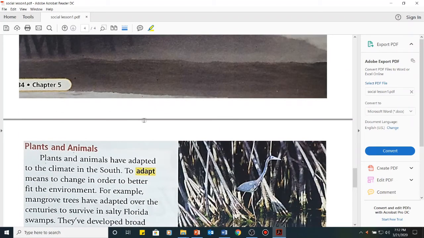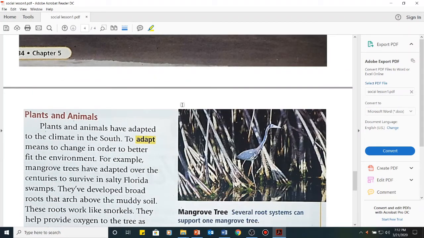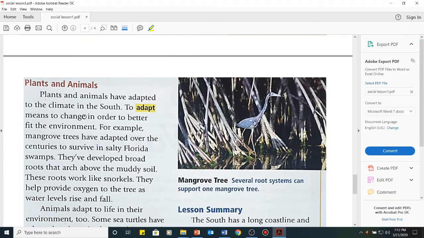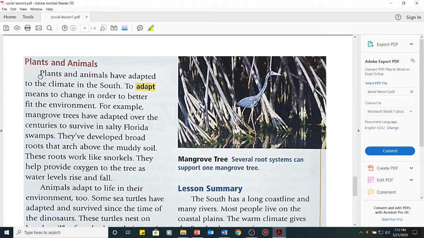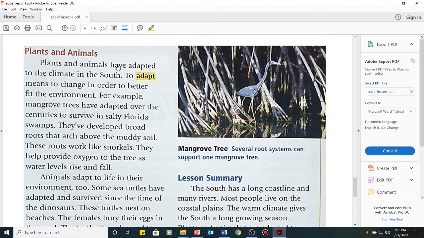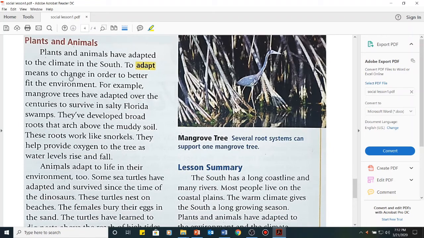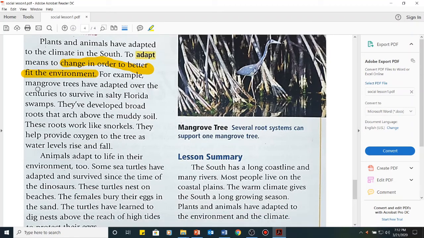Now, moving on. Let's go to the plants and animals. This is the final part. Please bear with me. Plants and animals have adapted to the climate in the South. To adapt means to change in order to better fit in the environment. We've discussed this before. For example, mangrove trees. We learned this before in the Everglades reading, that mangrove trees have special roots and leaves that they have adapted.